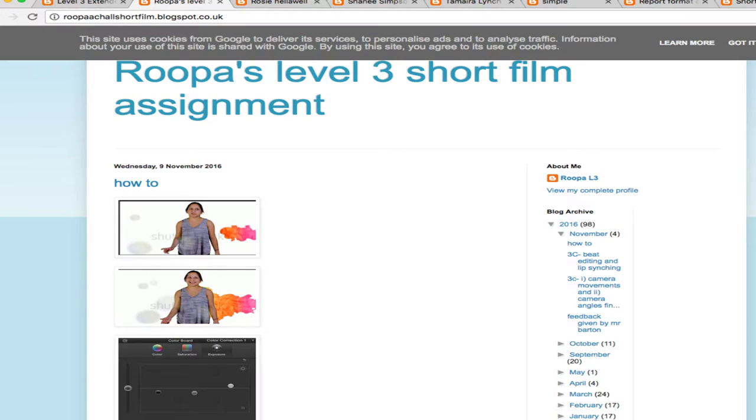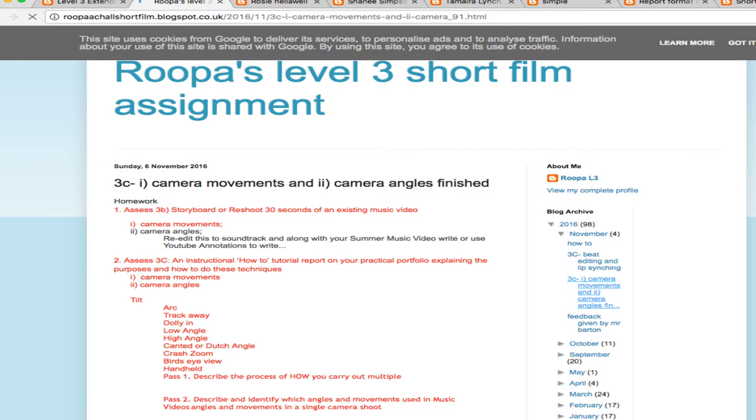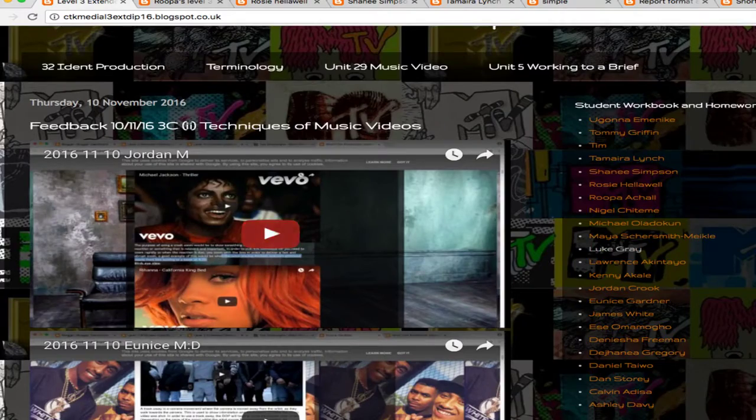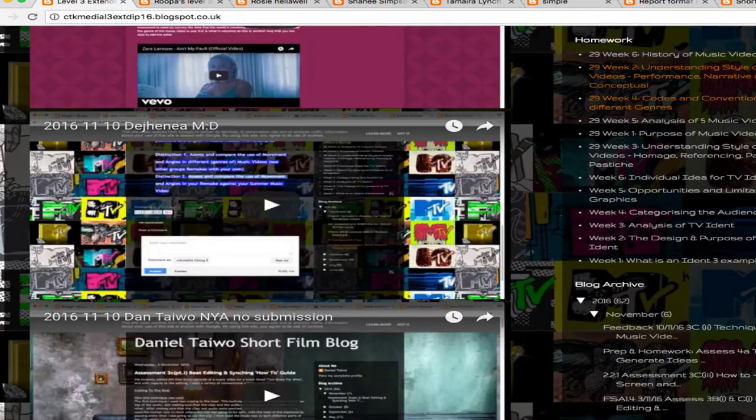Okay, so Roopa, this is your feedback for your 3C part 2. So this is the camera movements and camera angles one. Just in terms of how you've labelled it, be careful because this is actually 3C. I understand why the confusion is. It's actually 3C part 2 because part 1 was the beat editing and lip syncing one that you did last week. So just looking through, the resources that you're going to need are on the blog here.